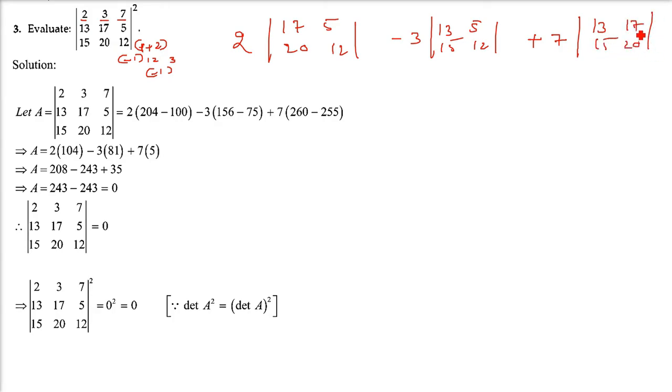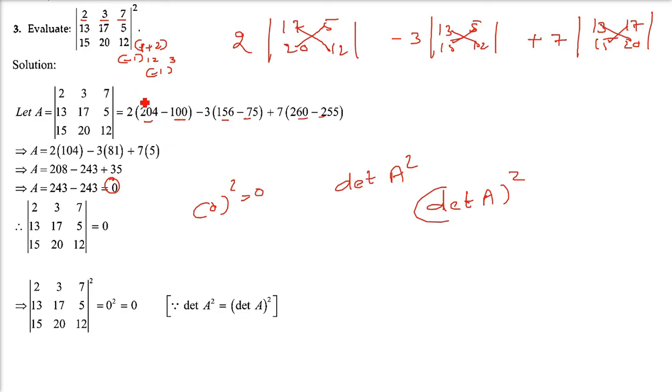Now see here, 17 into 12 is 204. 5 into 20 is 100. So 204 minus 100. 13 into 12 is 156 and 5 into 15 is 75. You just write it here. 13 into 20 is 260 and 17 into 15 is 255. I hope you will be able to calculate it. The answer will be 0. So if it is 0, just square it, you will get again 0, because the determinant of a square is nothing but the determinant whole square. First try to find out the determinant and just square it.